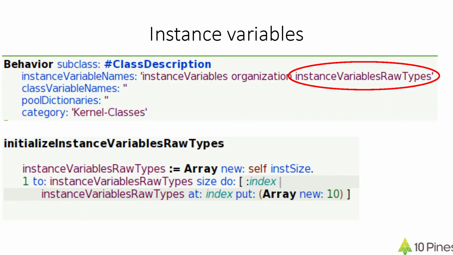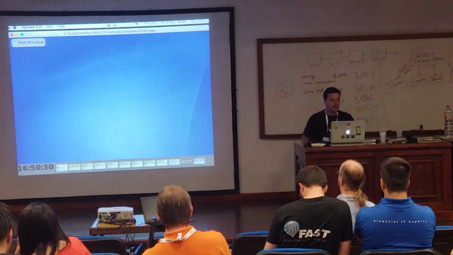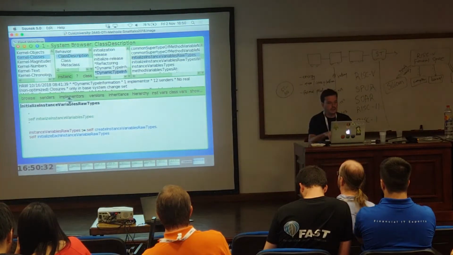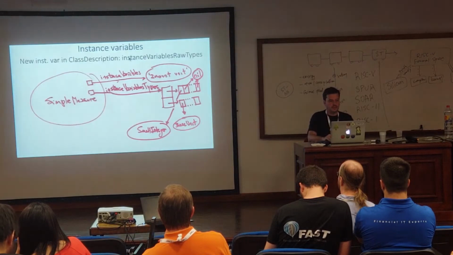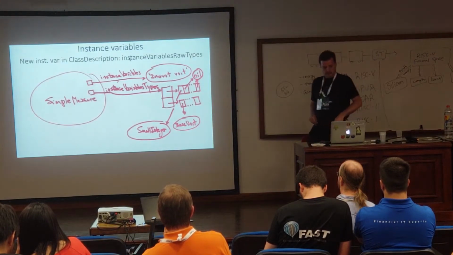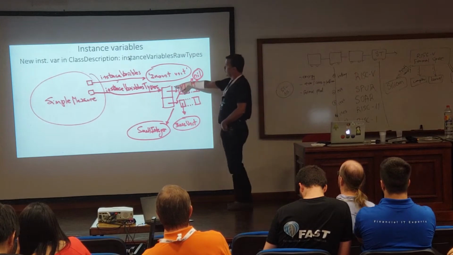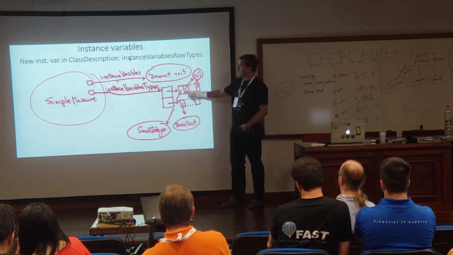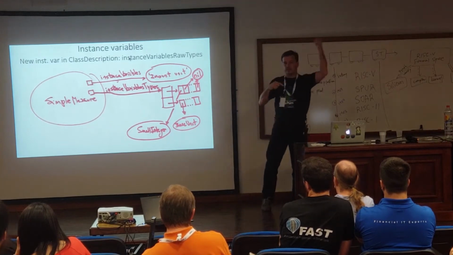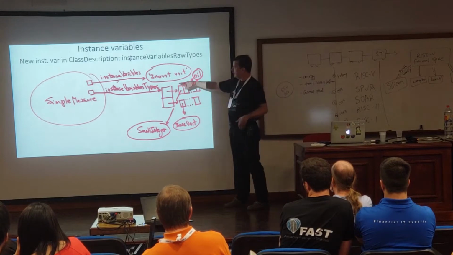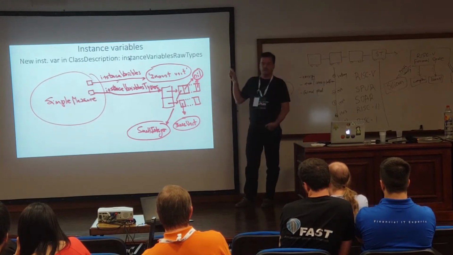So, what did I do? For instance variables, I added an instance variable to class description that is called instance variable row types. Maybe I should show this. That points to an array of the size equal to the amount of instance variables you have defined, not in the class but in the whole hierarchy of the class, and each element of the array points to another array.